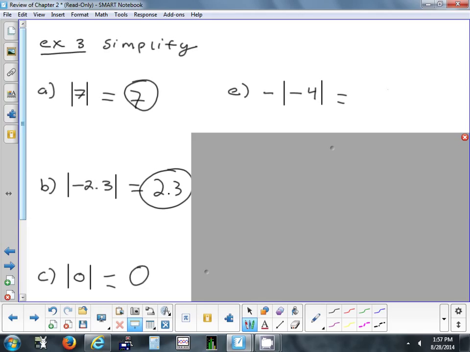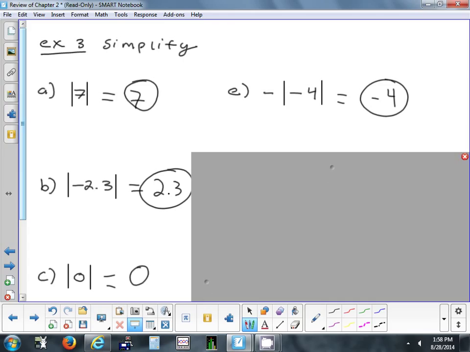4. Now, it's asking what's the opposite of the absolute value? Some people say, wait a minute, I thought absolute value was always positive. It is. What happened is you had an extra negative out in front. Is this negative inside the absolute value? No. That negative is in front, so that negative is not going to disappear.